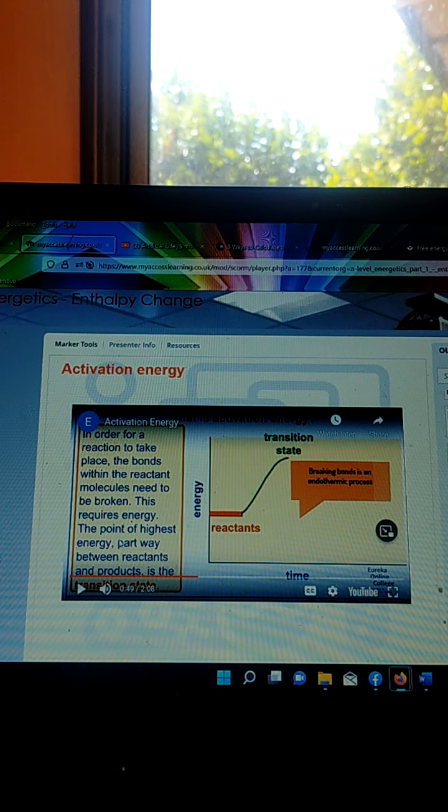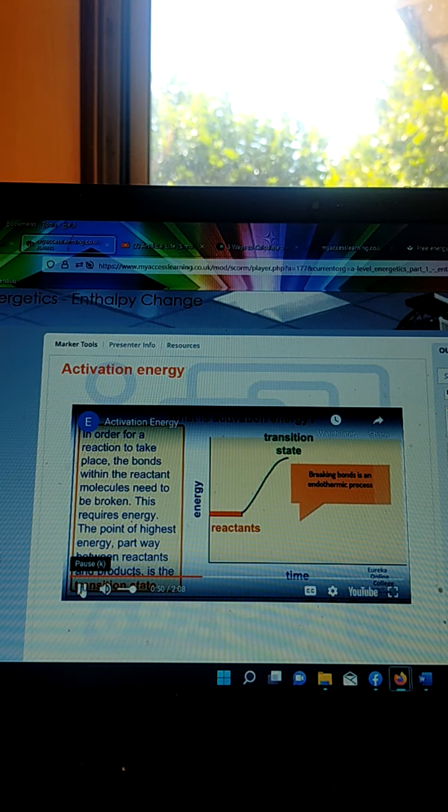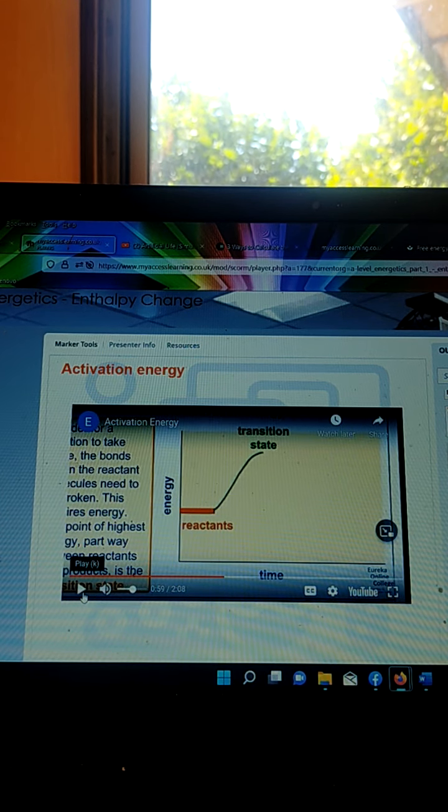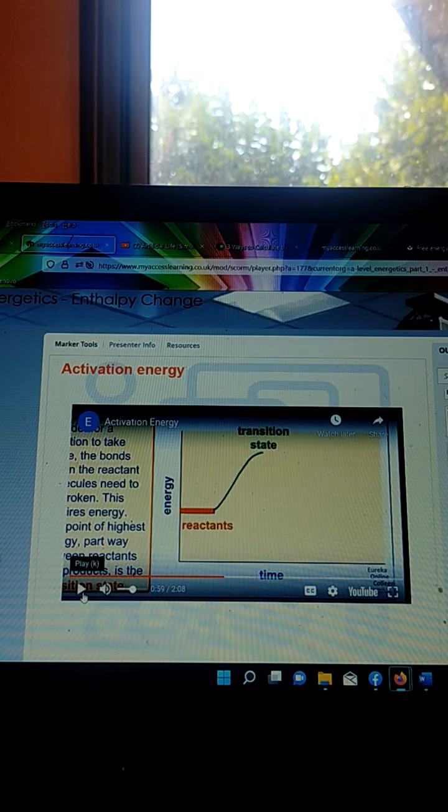Anyway, the point of highest energy, part way between the reactants and the products, is the transition state. I'll argue that point with you in a minute. Endothermic process. Okay, so we are going to need to provide some energy for those bonds to be broken. So once we've got all of the atoms with their bonds broken, we'll call this the transition state, okay? No. Once we have not got all of the atoms, have we got the transition state? You don't reduce everything to atoms in order to reassemble them in a chemical reaction. Some bonds are broken in order that they are reassembled.